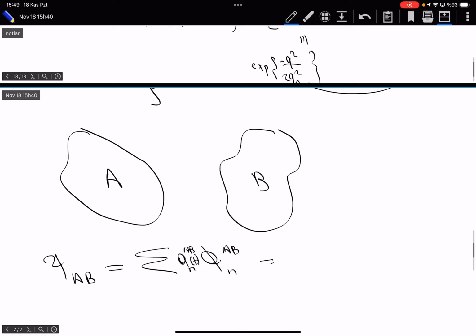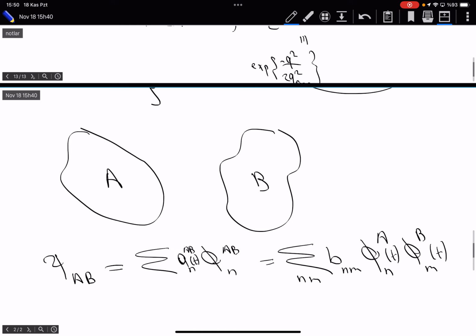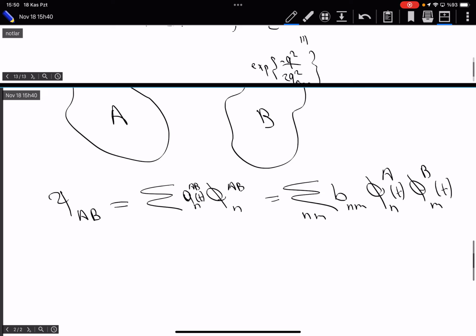In general, if the A and B systems are separated enough, we can also write this as some eigenstates of the A system times the eigenstates of the B system, summed over n and m. Now the question is, what is the wave function of the A system? The A system need not have its own wave function. I cannot write down a wave function of the A system. It's so-called entangled with the B system.